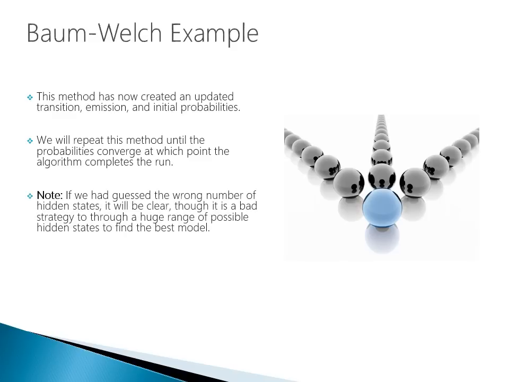Now, one important thing to note: if we guess the wrong number of hidden states, it will be clear when we run this model, though it is a bad strategy to go through a huge range of possible hidden states to find the best model. So, rather than just randomly choosing our hidden states, we should ground it in some type of empirical research. But if running the Baum-Welch algorithm, we will find if our hidden states don't make intuitive sense. And when we do this, that essentially leads to over-optimization type problems or overfitting problems.